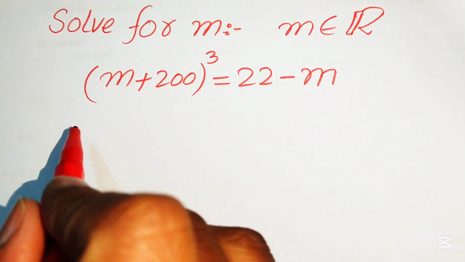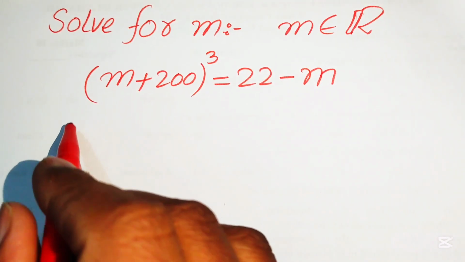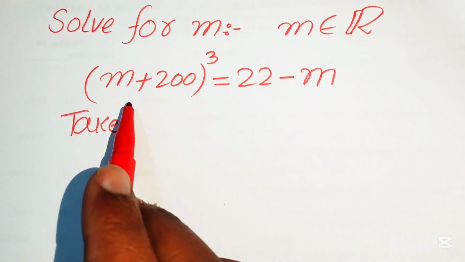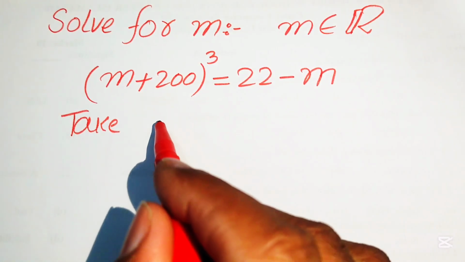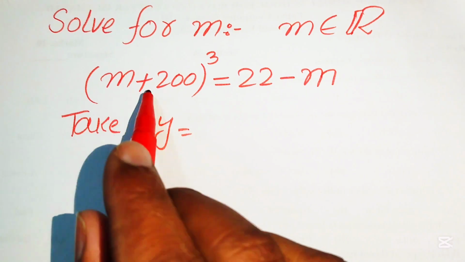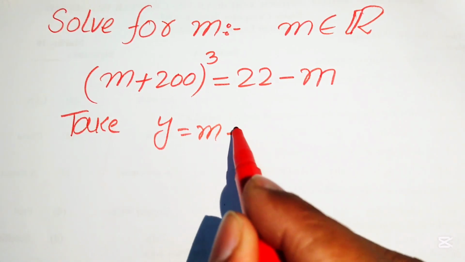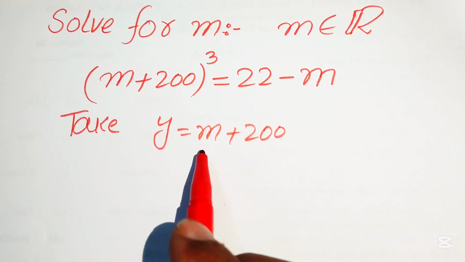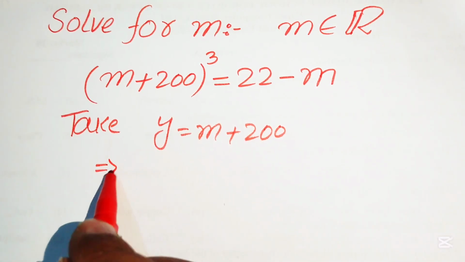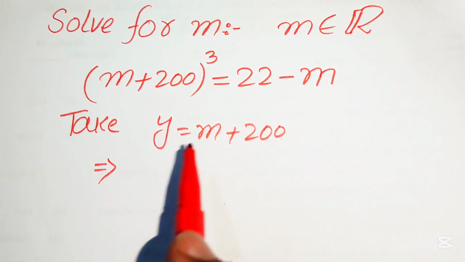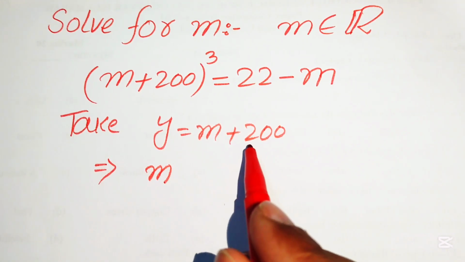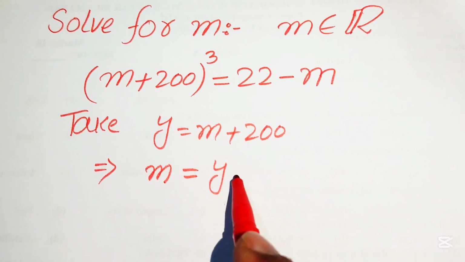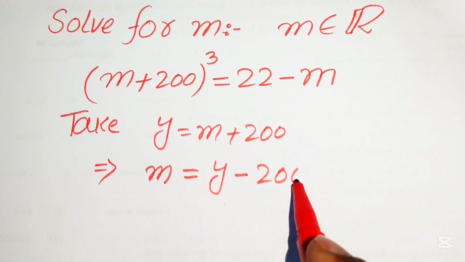Okay, so the very first step we are going to do is take the base of the left hand side equal to y. So we substitute m + 200 = y. When you take m + 200 = y, this expression implies that we find the value of m, so we move this plus 200 to the other side, and it will be written as m = y − 200.